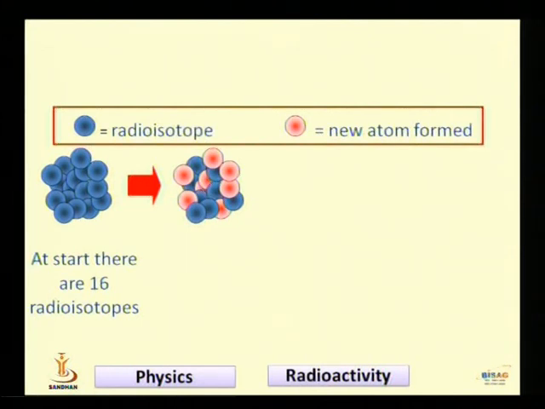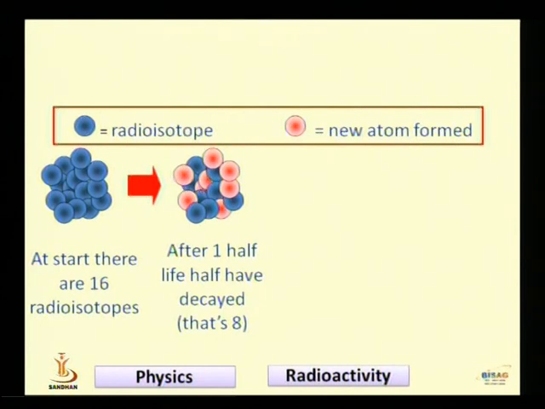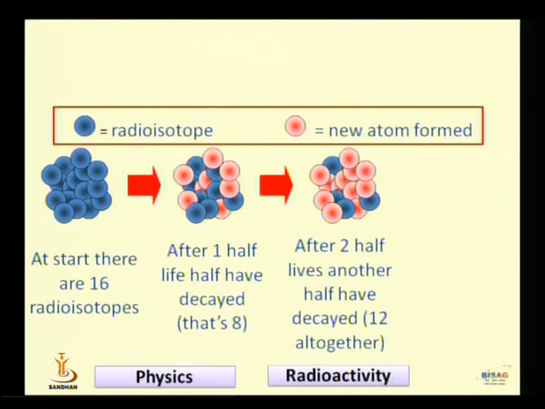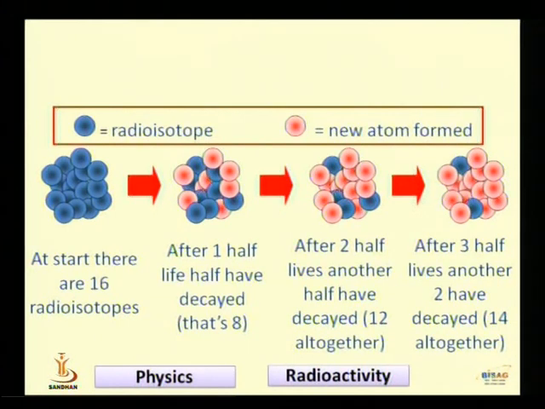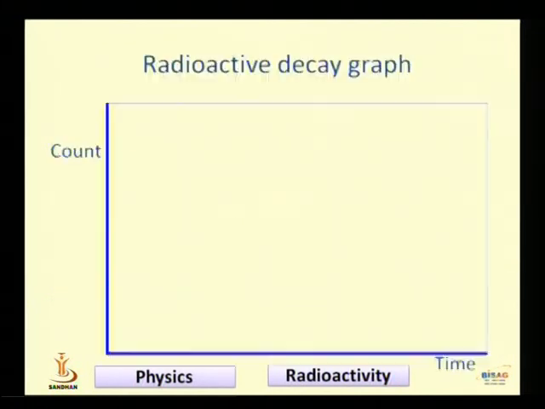After 1 half-life time, what will happen? After 1 half-life time, the 8 atoms will form the new atom. You can see in the picture the new atom form, and the 8 atoms remain as a radionuclide. After one more half-life time, the 4 atoms will be now the radionuclide and the 12 atoms will be in the new atom form, right? After one more half-life time, only 2 atoms will be in the radionuclide form and the other 14 atoms are the new atom form. This was the process of the radioactivity.